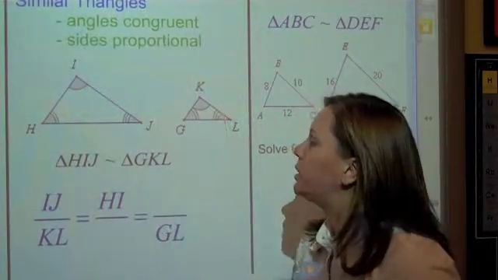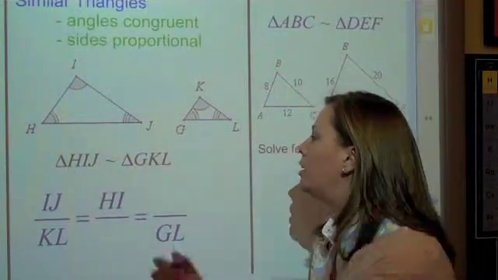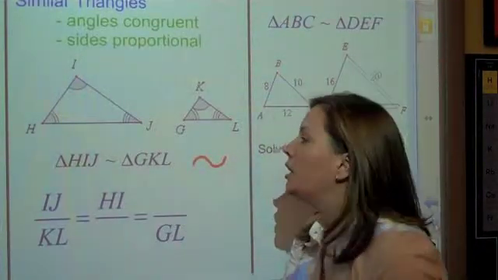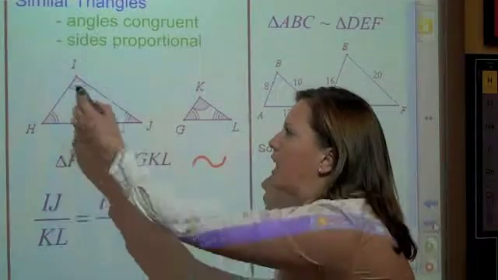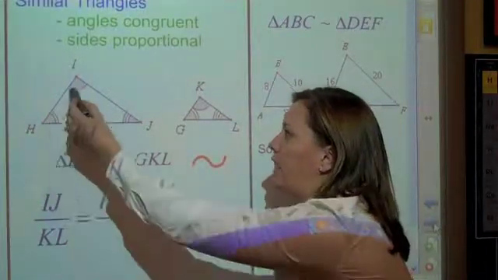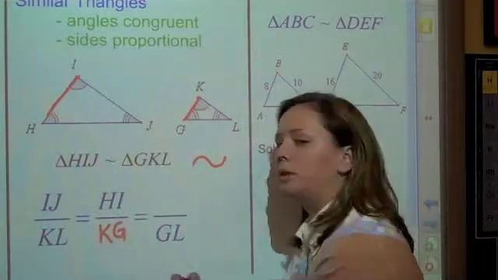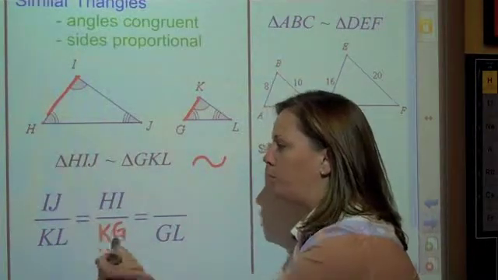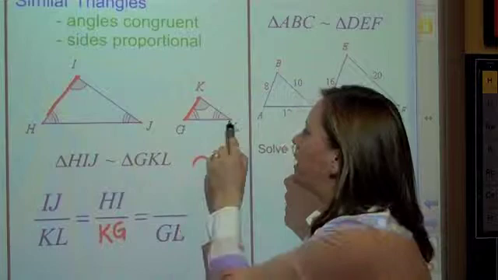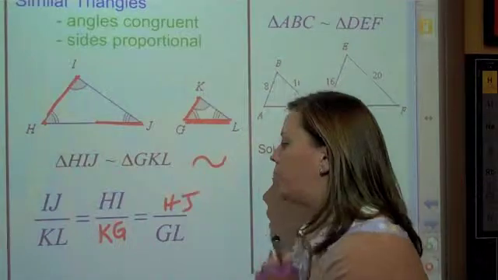So let's look at this example here. We know that triangle HIJ is similar to triangle GKL. And by the way, this little squiggly is the symbol that we use for similar. So in this particular picture, side IJ is to side KL as side HI would be to side KG. So we can complete that ratio like that. This is a proportion. This side is to this side, that side is to that side. Then we know if we have GL down here, that's going to match up with side HJ up here.